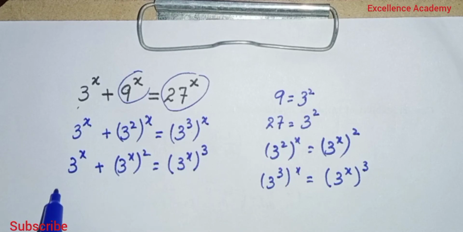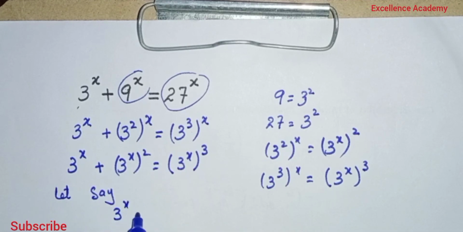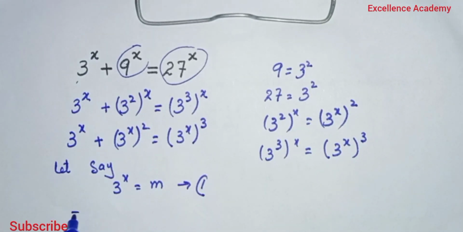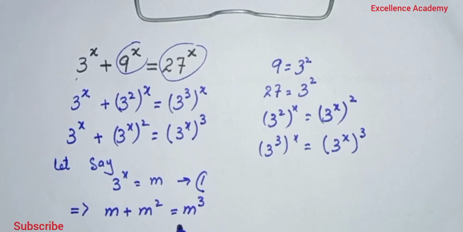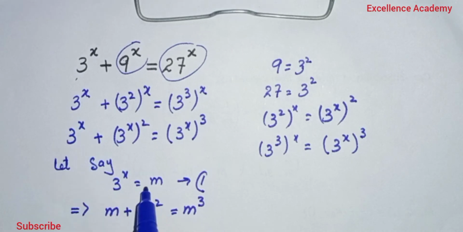So let's say 3^x is equal to m. Now I will replace 3^x by m, and let's call this equation 1. Then it implies that m + m^2 = m^3. Here what I did was just replace 3^x by m.